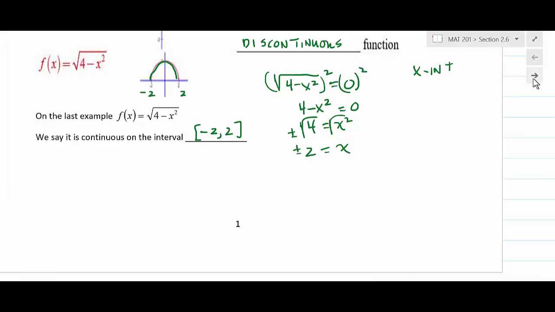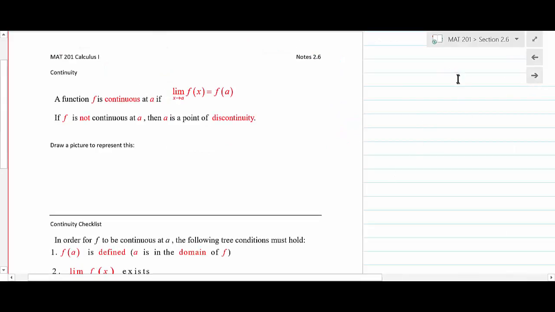Okay, so on the next page, we're going to formally talk about what continuity is with a checklist and a more precise definition. So, the definition: a function f of x is said to be continuous at x equals a if this condition holds. The limit as x goes to a must be equal to f of a. If f is not continuous at a, then a is called a point of discontinuity.